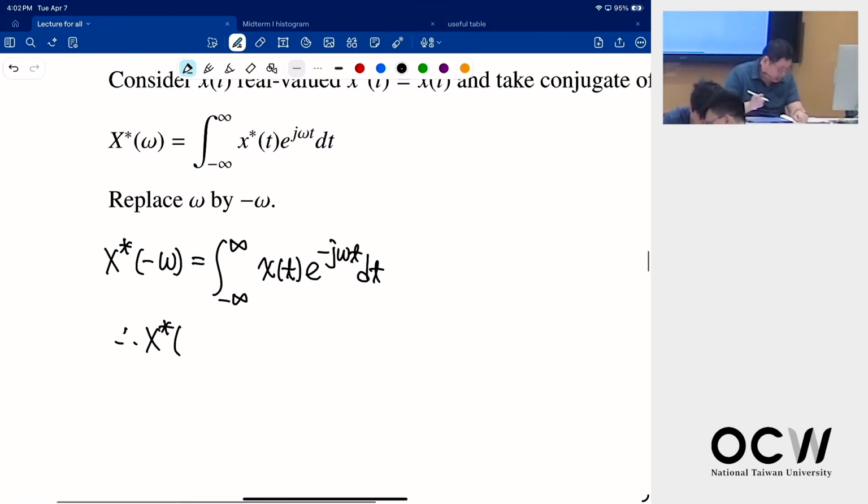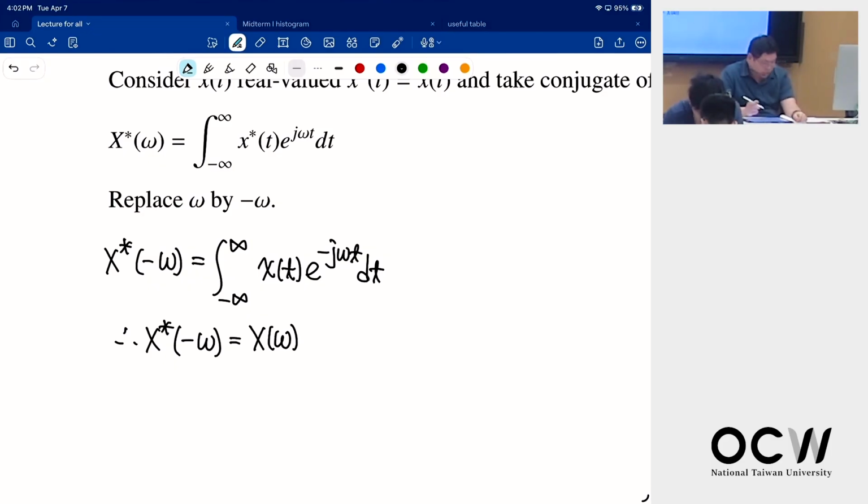So you can see that if I take the conjugate and reverse, it will be equal to my original Fourier transform. Or we say that if I reverse the Fourier transform, that will be the conjugate of your original one.